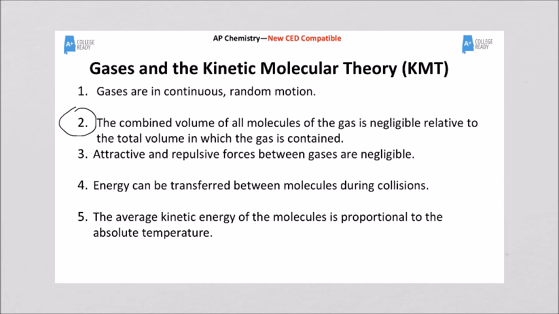And then, again, this is for an ideal gas, and we'll talk about real gases later. We're assuming that the attractive and repulsive forces between gases aren't happening, and that all of the energy is transferred between molecules during collisions. You might see that collision called elastic. And we've mentioned this earlier, but average kinetic energy is proportional to absolute temperature.